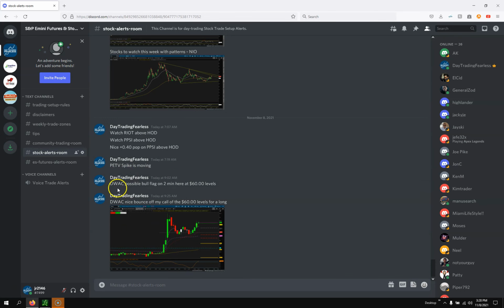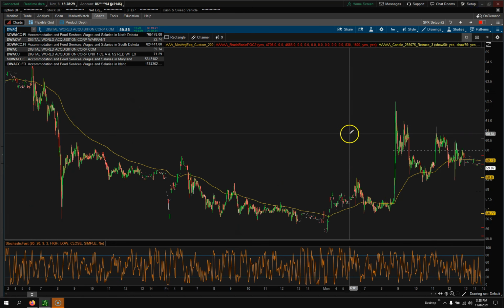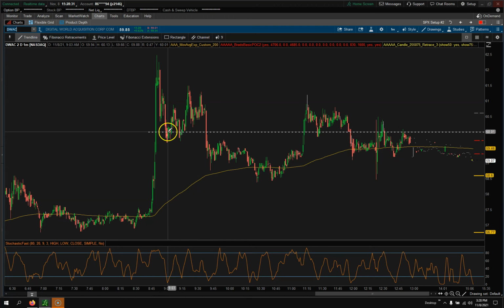Next thing I said was DWAC, possible bull flag on the 2-minute chart, and that was at 9:02. Essentially it was right here. We were coming down. At 9:02, I said watch the 60 level and look at the bounce. First bounce up to 60.89. Second one was 61.50. Really only took about 30 cents worth of risk.